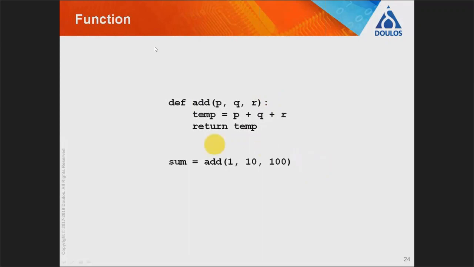And functions can be called within expressions just as in any other programming language. So the statement sum equals add 1, 10, 100 is calling the function add with these 3 values 1, 10, and 100. And in Python, what happens is that 1, 10, and 100 are each objects. And as we call the add function, the 3 arguments p, q, and r are bound to each of those 3 objects. The function then executes and returns yet another object, and that object is bound to the variable sum.